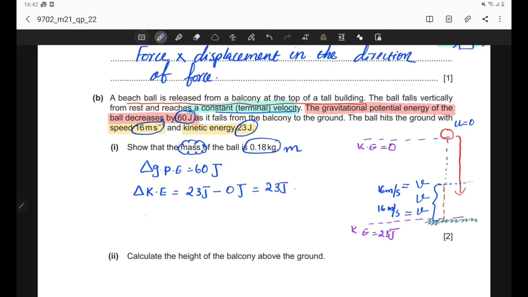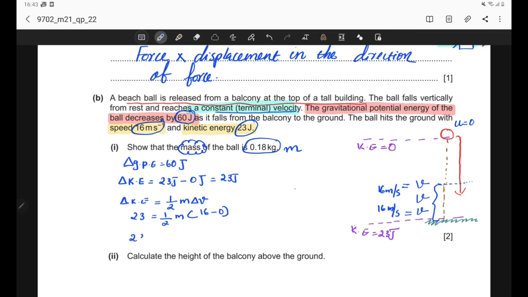So we can write this equation: change in kinetic energy is half times mass times change in velocity. So here, the change in kinetic energy value we have, that is 23 joule, is equal to half times mass times the difference between final velocity and initial velocity, that is 16 minus 0. So we will get 23 is half times m times 16. We can make mass the subject, so we will get mass is equal to 23 times 2 over 16.